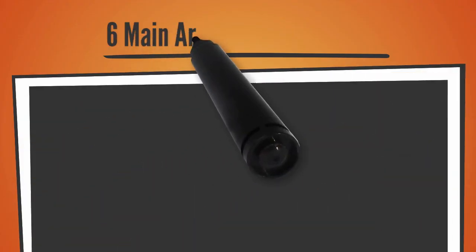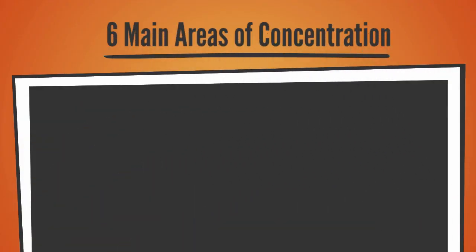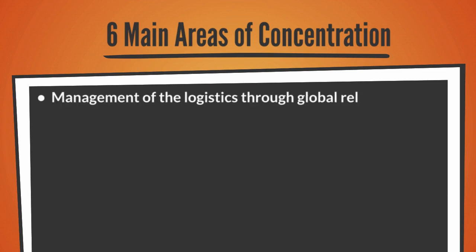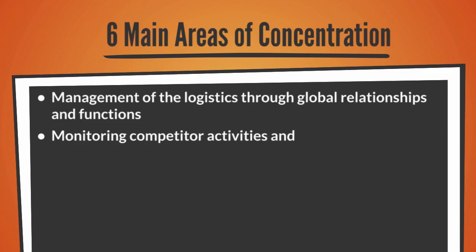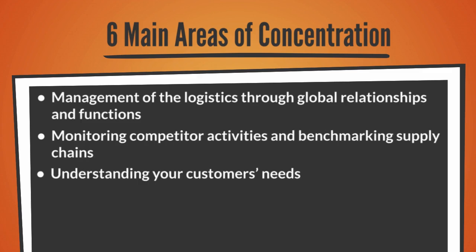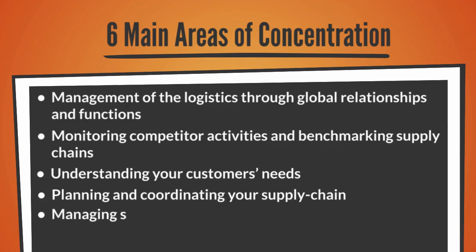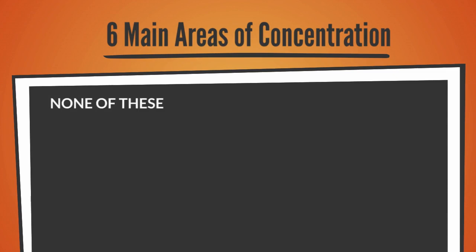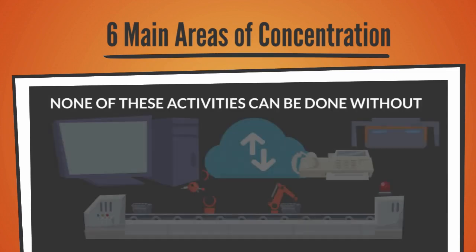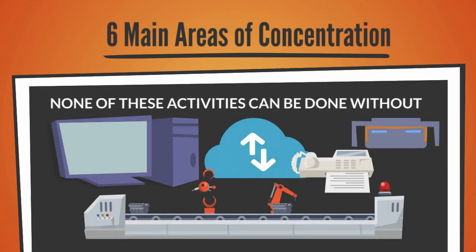Essentially, there are 6 main areas of concentration when managing a global supply chain. Management of the logistics through global relationships and functions, monitoring competitor activities and benchmarking supply chains, understanding your customers' needs, planning and coordinating your supply chain, managing supply, and managing day-to-day operations. And none of these activities can be done without good technology and software applications.